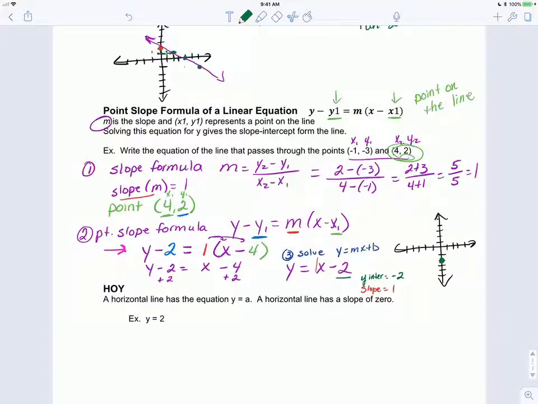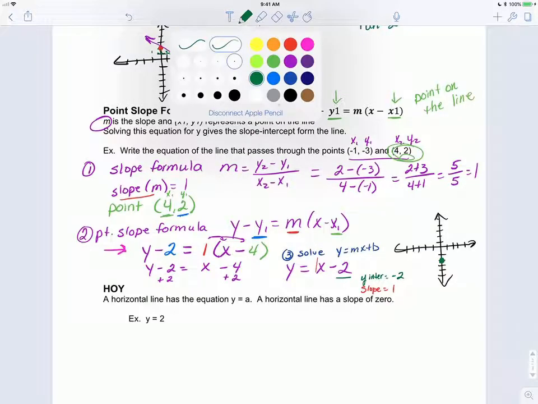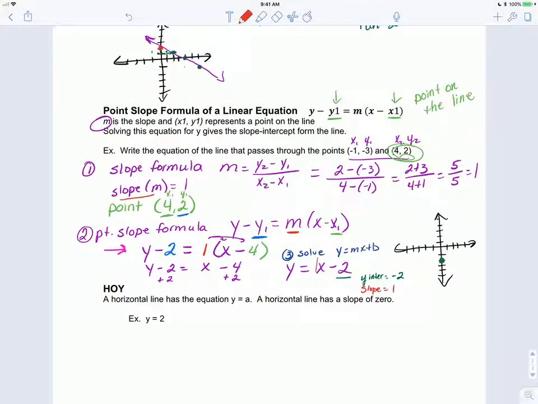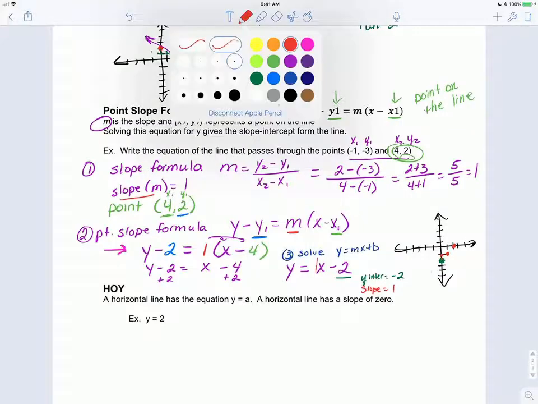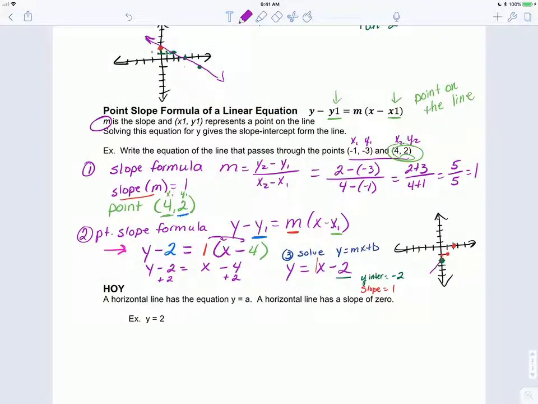A slope of 1 means I'm going to rise 1 and run over 1. So up 1, then over 1. That's my next point on the line. Up 1, over 1. So we could keep doing that, but all we really need are 2 points on that line to draw a straight line.